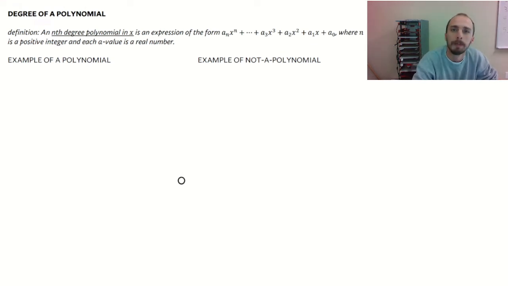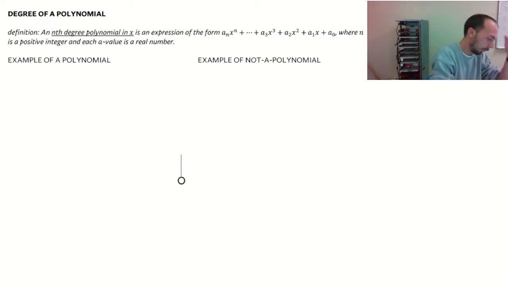All right, now we've gotten pretty far into this course without actually giving a definition of a polynomial, so I think now is going to be the time. So an nth degree polynomial in x is an expression of the form, it's got a bunch of powers of x that are whole number powers. N is a positive integer, and each a value is a real number. And so like all of the x's have to have whole positive integer powers.